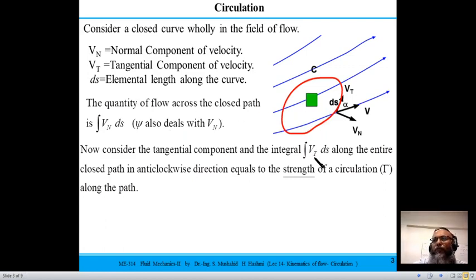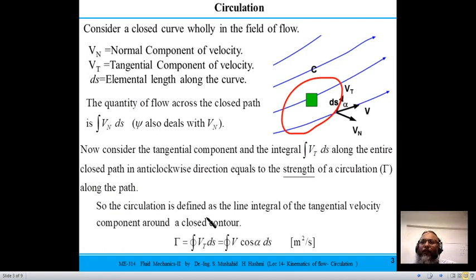Whereas this tangential component always remains within the closed contour, and you can see that the anti-clockwise direction is the direction of the velocity right here. What we define is the line integral of this tangential component. If you take it over the closed contour, that represents a quantity we have given the name circulation, and we use capital gamma as the symbol to represent circulation. So circulation is the line integral of the tangential component of the velocity around a closed contour.